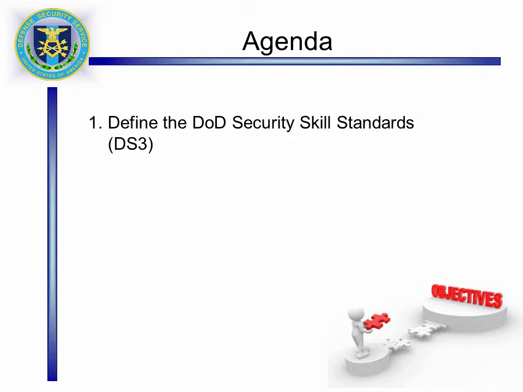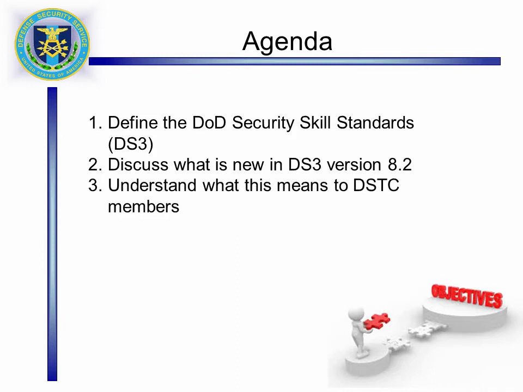Number 2. What is new in version 8.2? There are structural changes and new sections to make the document more readable and usable, and the update includes the addition of updated policy. Number 3. Following that, what does this mean to you? As a DSTC member and a member of the community, you should leave here understanding how this document can be used. Number 4. Finally, our brief will wrap up by reviewing what are the next steps about moving forward with the update of the DS3 document.